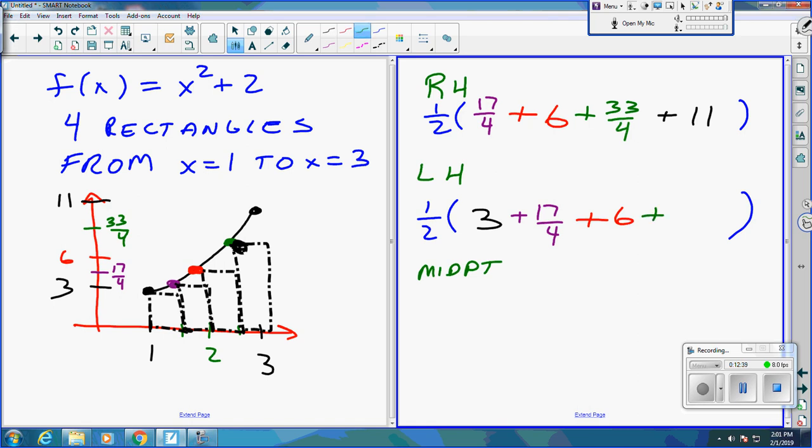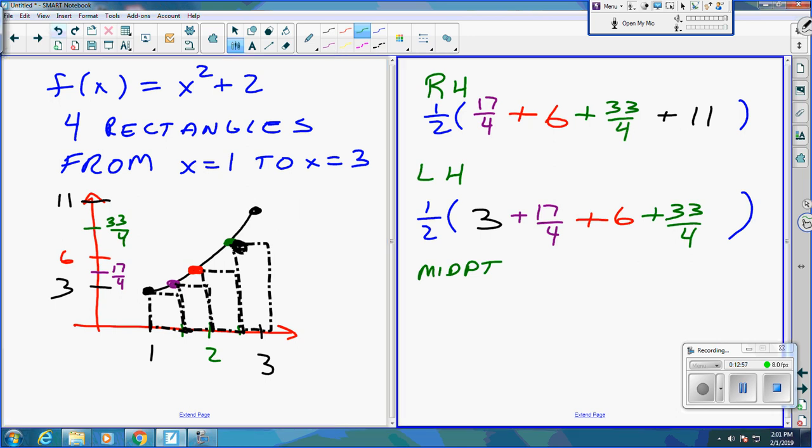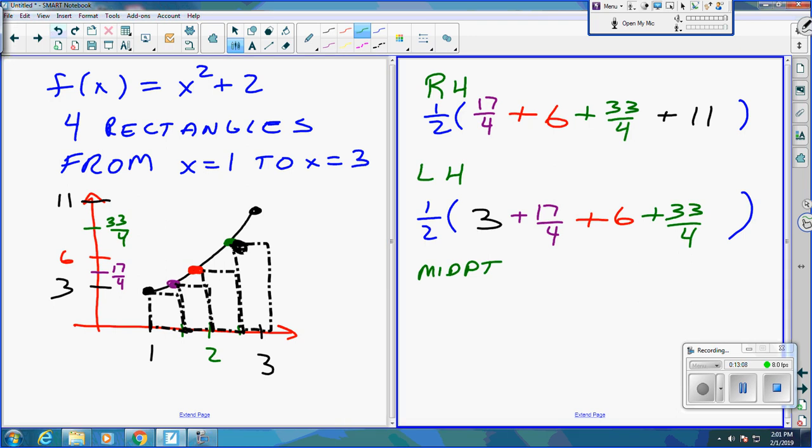Plus 33/4. Huh. You look at the colors between the left hand and the right hand, it's kind of interesting. There's a lot of repeats. The only difference is on the right hand value, we use the right hand 11, and on the left hand, 11's not in it. The left hand value of 3 is in it. What do you notice about the other 3 values? They're all the same. All right?